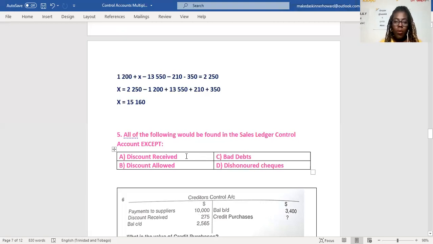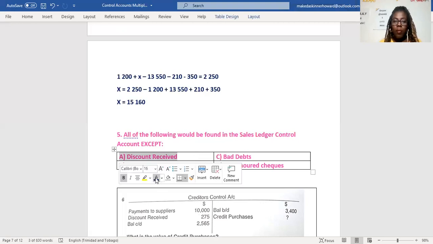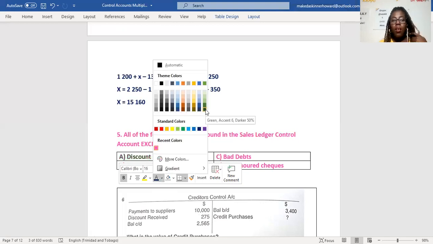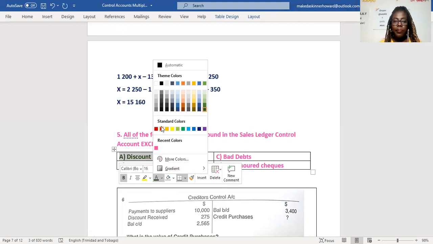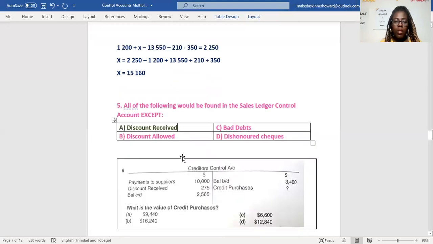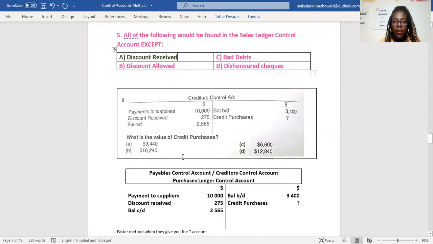So in this question, the one that does not belong is discount received, because that deals with our suppliers. We will get a discount from our supplier every so often. All right. So discount received is the one that does not belong there. So number 5 is A.